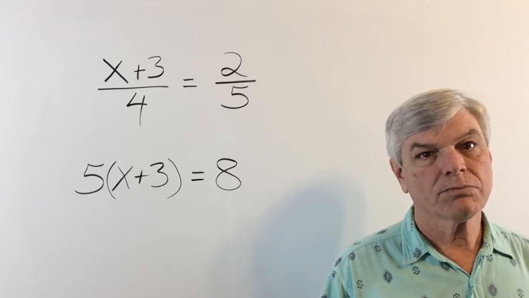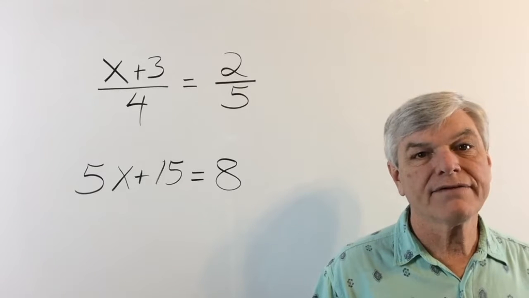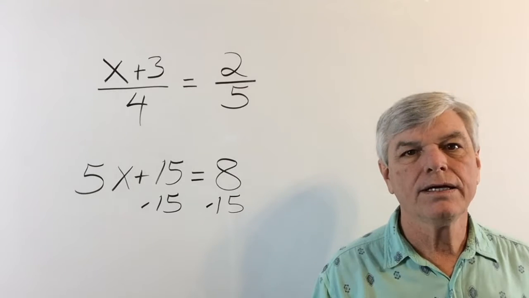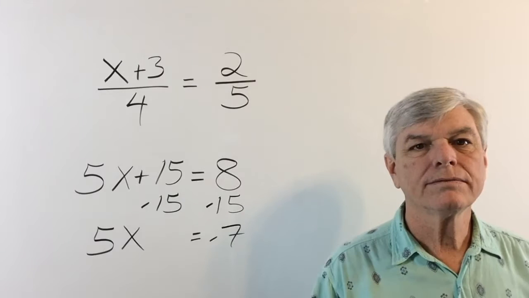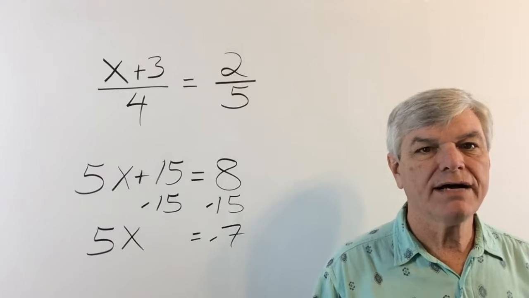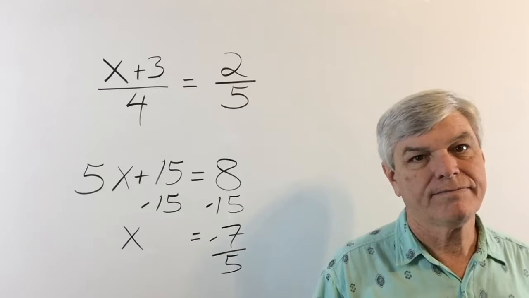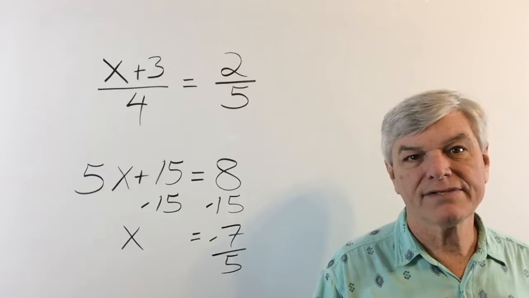And so let's multiply out our binomial. Get that 15 on the other side. Bring that down. 5x equals negative 7. Divide both sides by 5, and that isolates that x. And x equals negative 7/5.